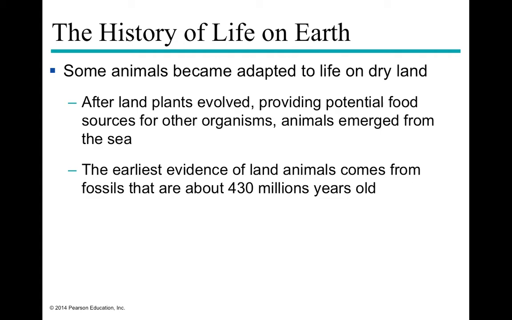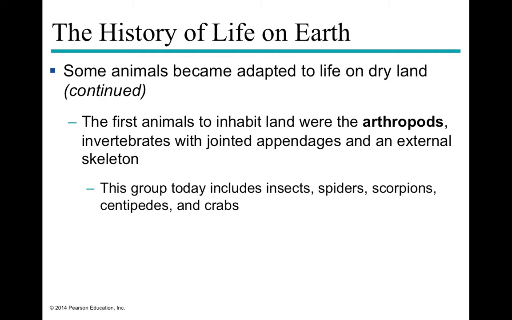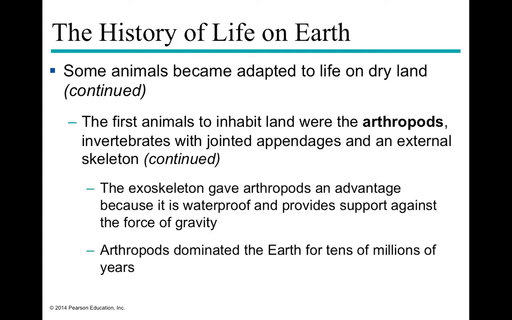Now, as the land plants evolved, they have a draw now, right, they've got nectar, so it becomes a food source for animals. Providing a potential food source for other organisms, animals are starting to emerge from the sea. So land animals emerge approximately 430 million years ago. And the very first ones to emerge were the arthropods. Arthropods are a series of types of animals. They're invertebrates with jointed appendages and an external skeleton. And you recognize them today as insects, spiders, scorpions, centipedes, crabs, etc. So arthropods were the very first animals to inhabit land.